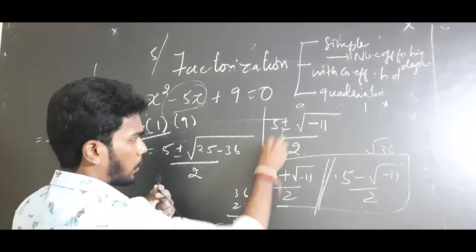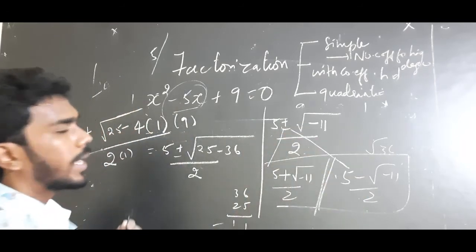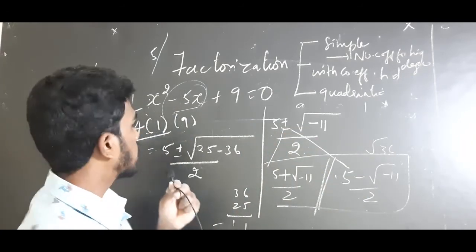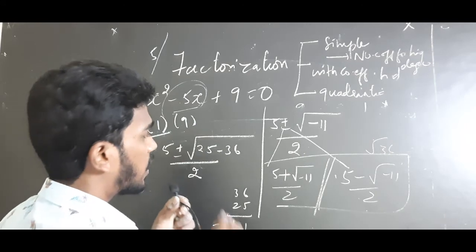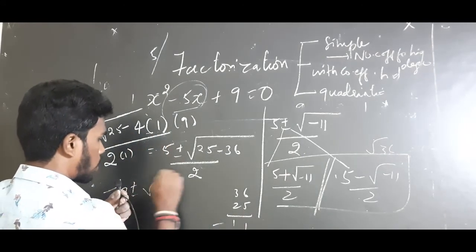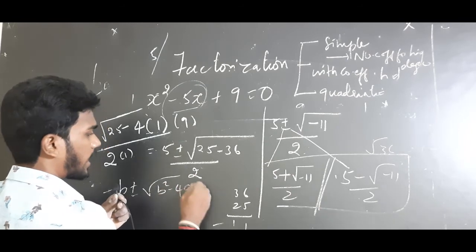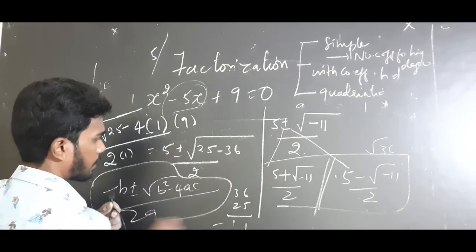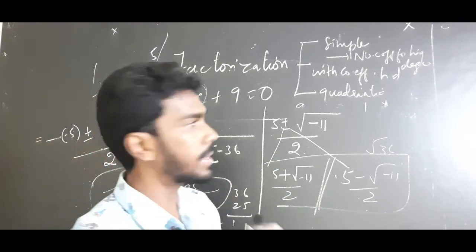Because it is plus or minus, we have to exhibit plus and minus in two different ways. So this is how you carry on with a quadratic equation with the help of the formula minus b plus or minus root of b square minus 4ac, whole divided by 2a. That's it. So these are the three methods.